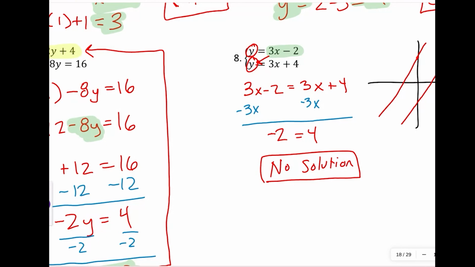But even if you try to solve it algebraically, you're going to get those variables to drop out and give you a false statement, right? -2 does not equal 4. It looks ugly there, like -2 equals 4. This is false. It's never true. And so that's how you solve systems of equations.